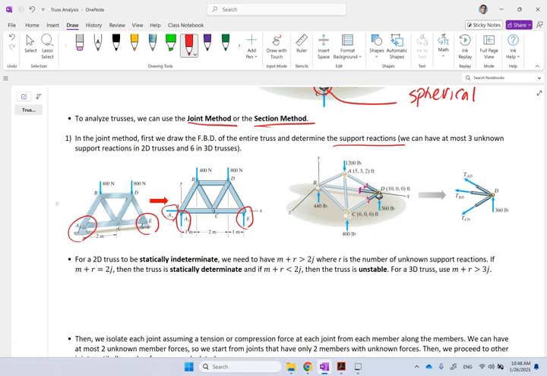How many external reactions can we find on any truss? Well, in 2D, remember, we have only three equations: sum Fx equals 0, sum Fy equals 0, sum of moments about a point equals 0. So we can at most have three reactions. So if this guy was also a pin and not a roller, then you have another reaction here. You have four, you only have three equations. That would be statically indeterminate.